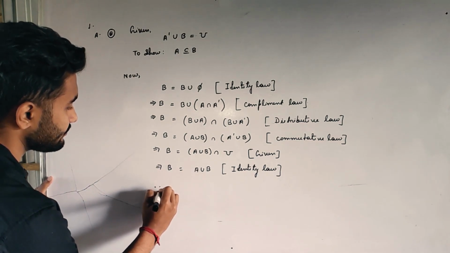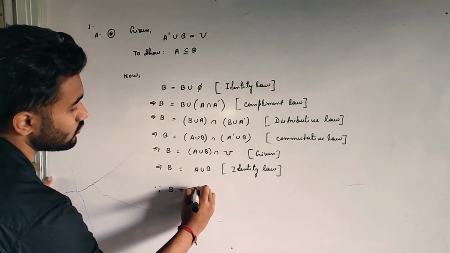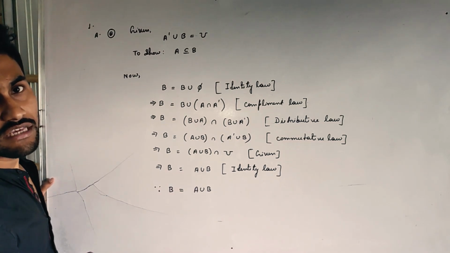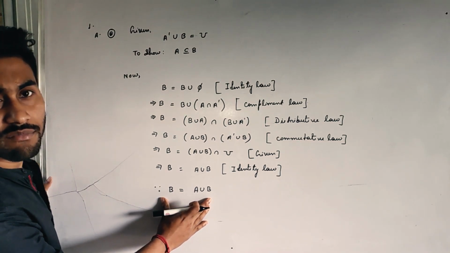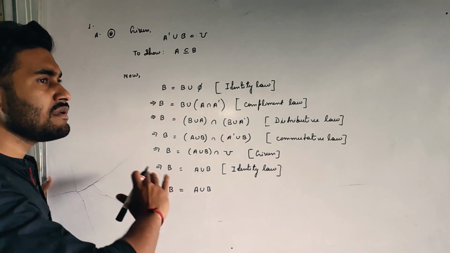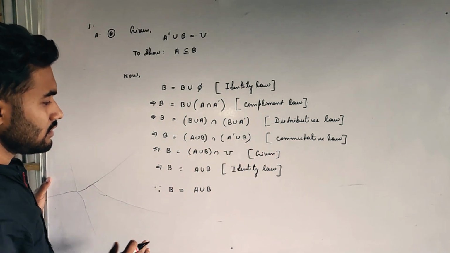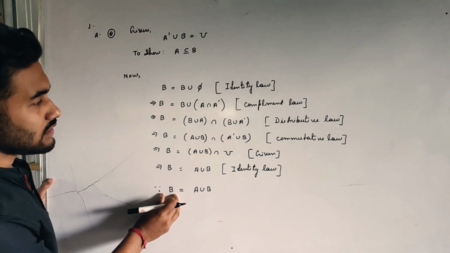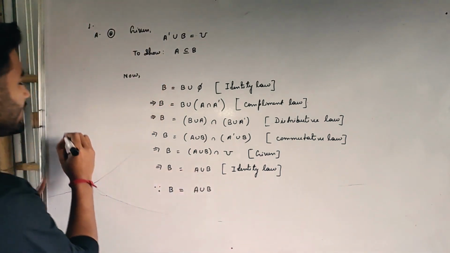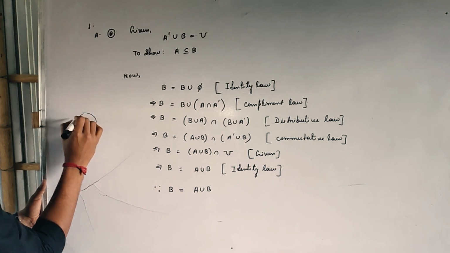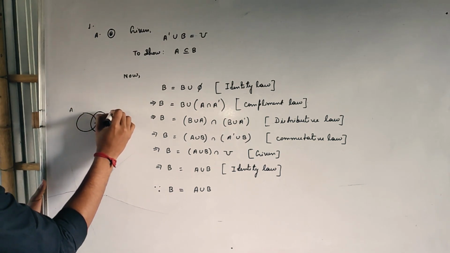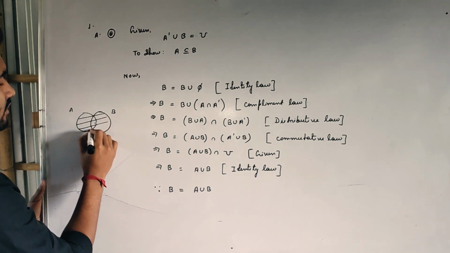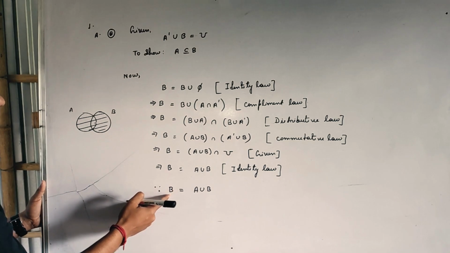Now, since B is equal to A union B, you have to understand the meaning of this statement. B is equal to A union B. A union B means complete shading, right? So if I shade completely, the answer comes out to B. It means what? Say for example, this is A and this is B, right? Now obviously this is complete shading, this is A union B. So is A union B exactly equal to B?